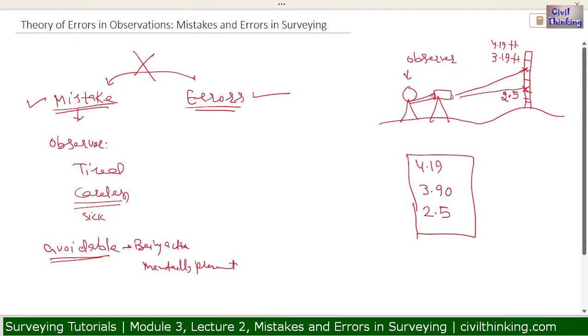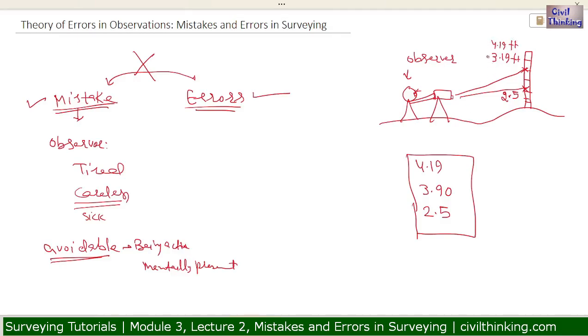Is it because he could not see properly? Okay, he couldn't see properly. No, he can read properly, he can see properly. Okay, but despite having no problems, no limitations of eyesight, he can read very well, his eyes are good, but still, because of carelessness or because he is tired or sick, he is careless, he is not active, he made this mistake.